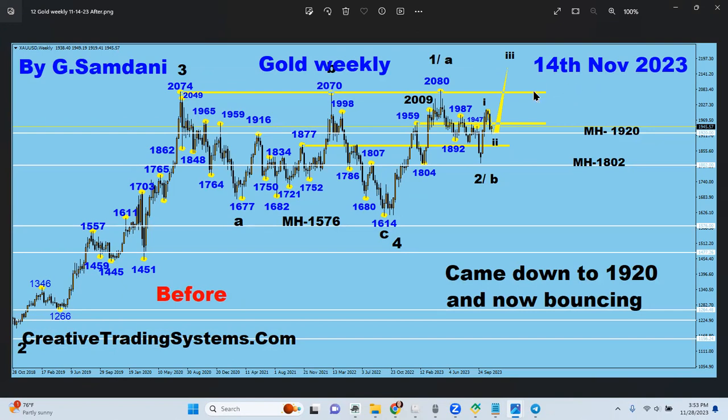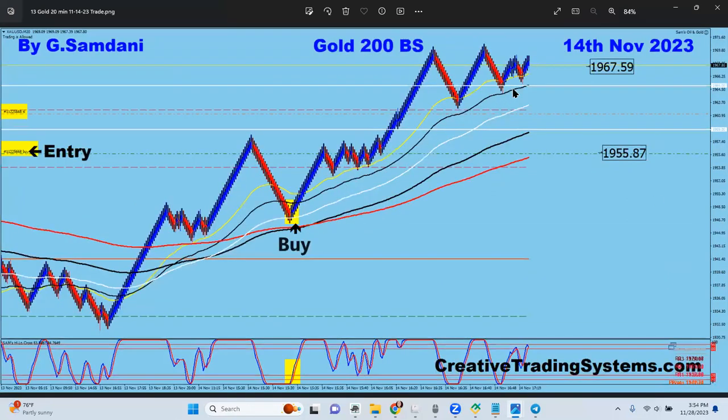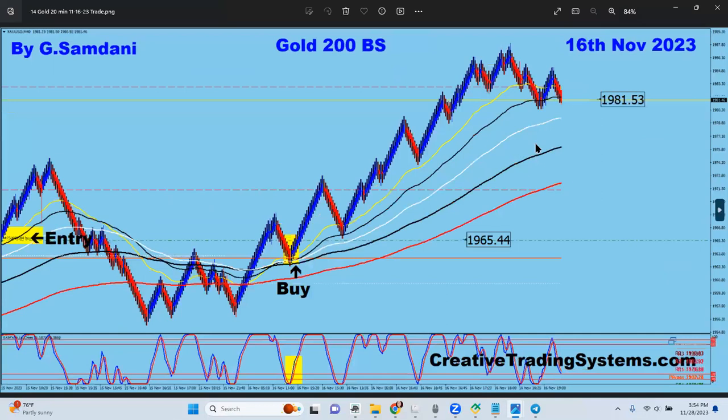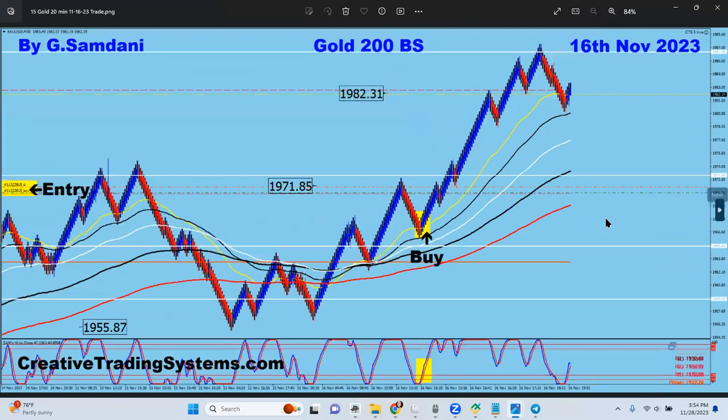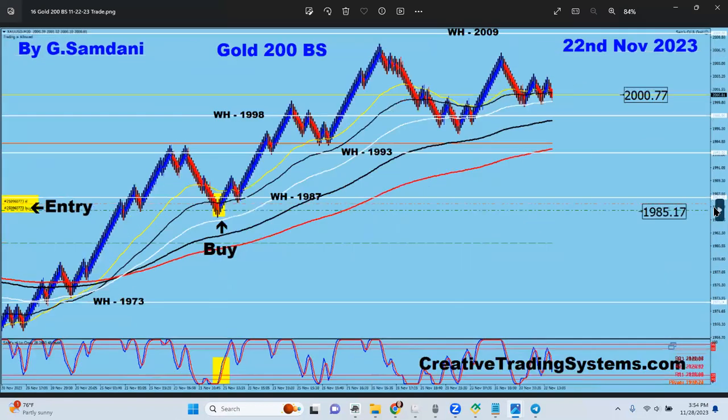So now this chart, on the 14th November, says that it came down to 1920 and is now bouncing. It started to bounce from 1920, and I started taking the long again. So these are the long setups, long trades. This one on the 14th. This is on the 16th, from 1965 to 1981. And this entry was also taken from another account, from 1971 to 1982. Then this one from 1985 to 2000 on the 22nd.